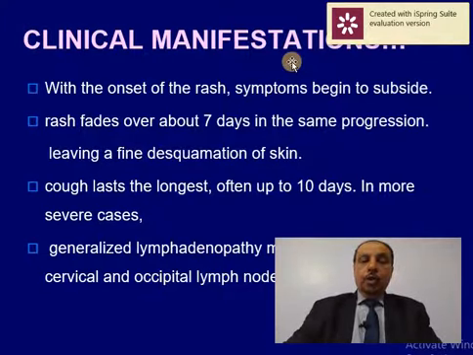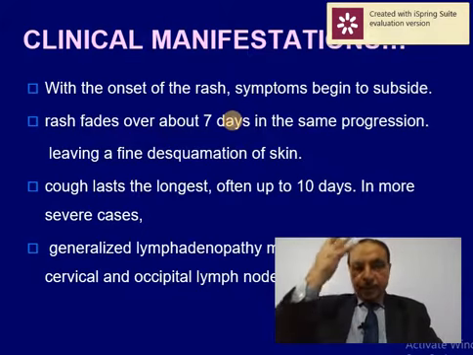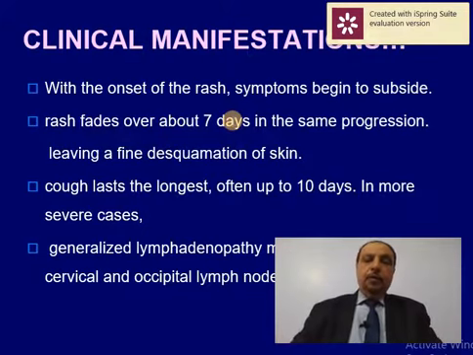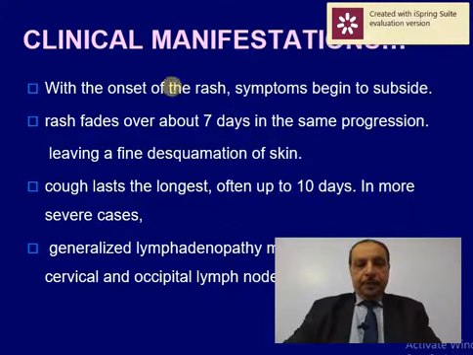continue with the onset of rash, symptoms begin to subside, and the rash fades over about 6 to 7 days in the same progression. It will start to fade from the face, then from the trunk and extremities. And it will leave fine desquamation. Fine desquamation is important because rubella usually will not leave fine desquamation, but in measles and in scarlet fever, when the rash fades away, it will leave fine desquamation in the skin.